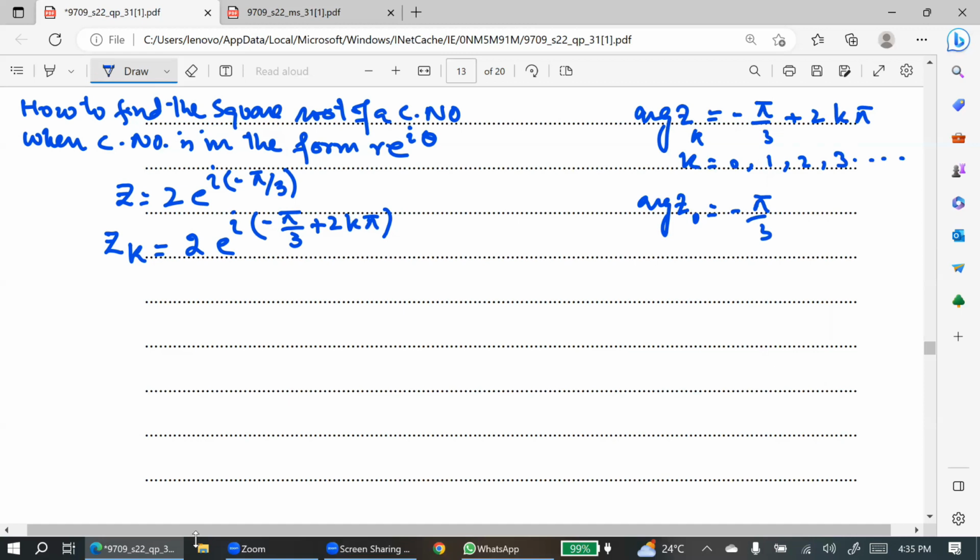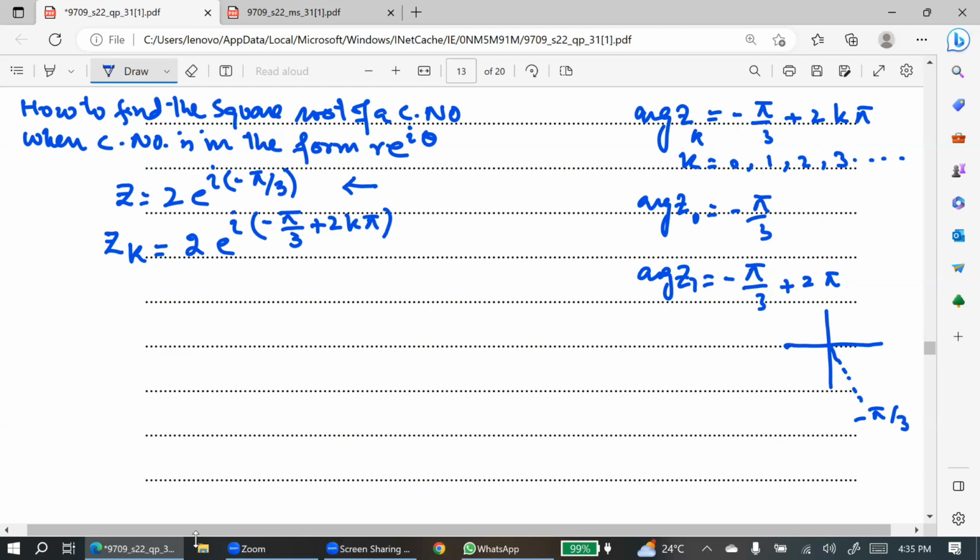So is there any difference between the argument of z0 and z? Argument of z is minus pi by 3, and the argument of the original z0 is minus pi by 3. Is there any difference? No. Now the argument of z1, that is, we put k is equal to 1: minus pi by 3 plus 2 pi.